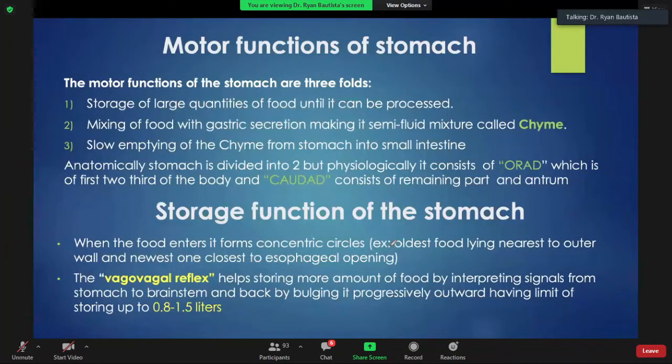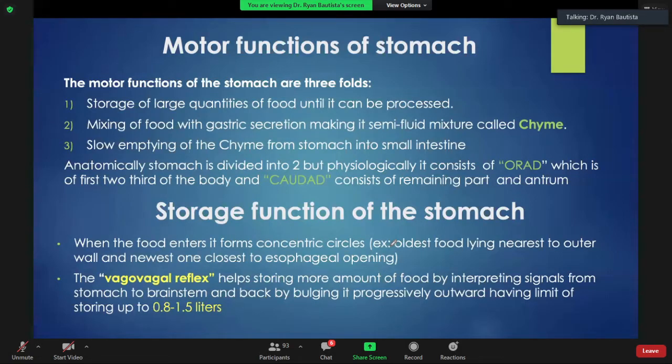Okay, now the motor functions of your stomach. Please remember, your stomach is there mainly for storage of large quantities of food until you can process it. Mixing of food is also a primary function of your stomach, mixing with gastric secretions, making it a semi-fluid mixture, which we call chyme. If you haven't seen chyme, you see vomitus, that is chyme. It makes it into a whitish material. Then there is slow emptying of chyme from the stomach into the small intestines.